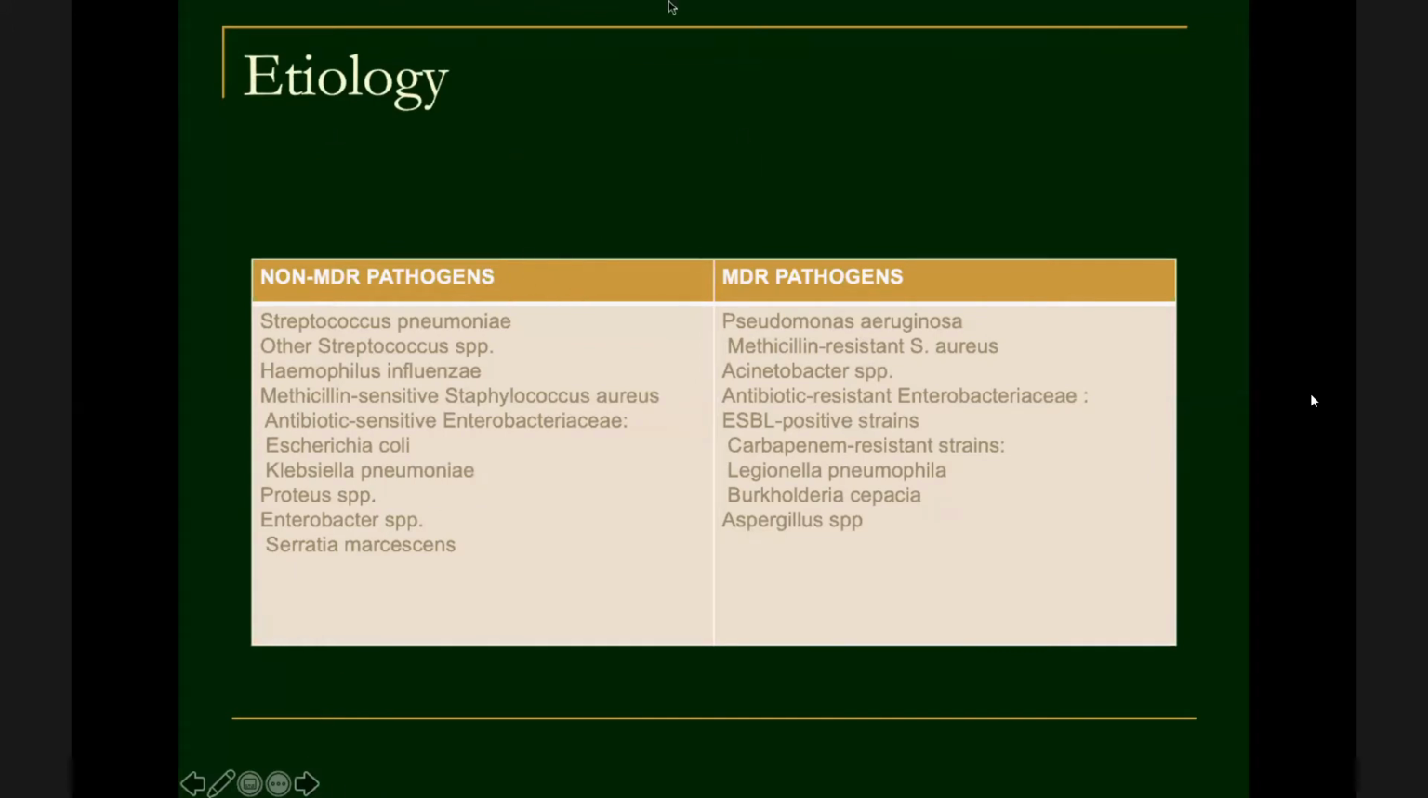The non-MDR pathogens we are going to get are mainly Streptococcus pneumoniae, H. influenzae, methicillin-sensitive Staph aureus, and the antibiotic-sensitive Enterobacteriaceae group. Enterobacteriaceae is very common, E. coli also. E. coli is mainly present in urine and stool, so because of contamination in the hospital you can get E. coli, and then Klebsiella pneumoniae, Proteus species, Enterobacter species, and Serratia marcescens.